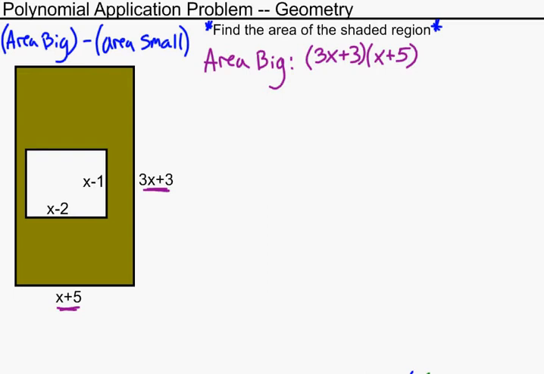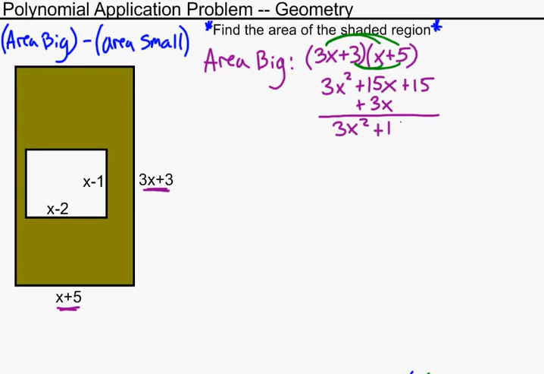So I distribute the 3x to both of the pieces. That gives me 3x squared plus 15x. And then distribute the 3 to both pieces. That gives me positive 3x and then plus 15. So the area of the big is really 3x squared plus 18x plus 15.